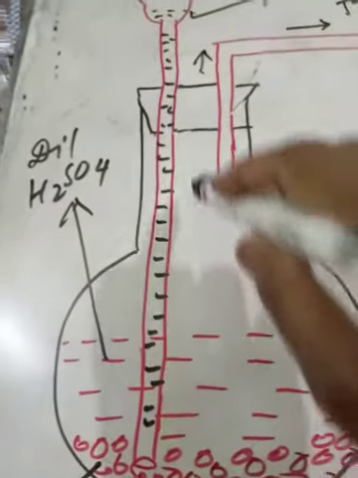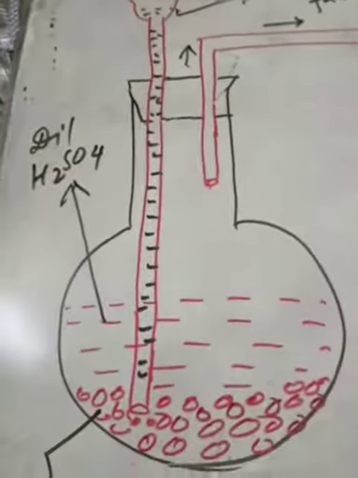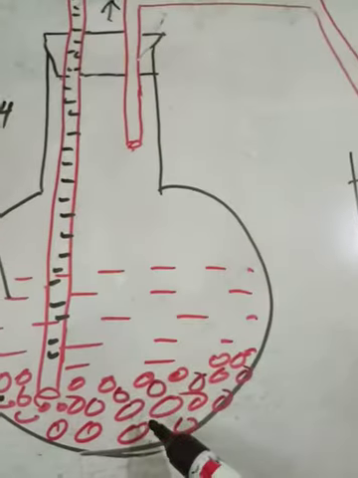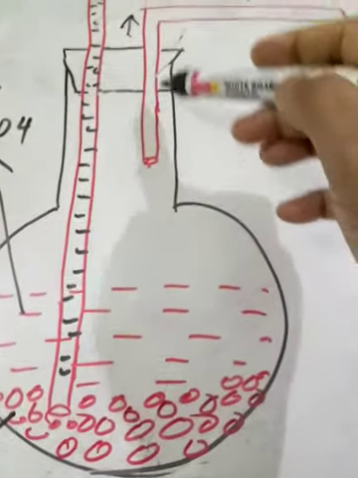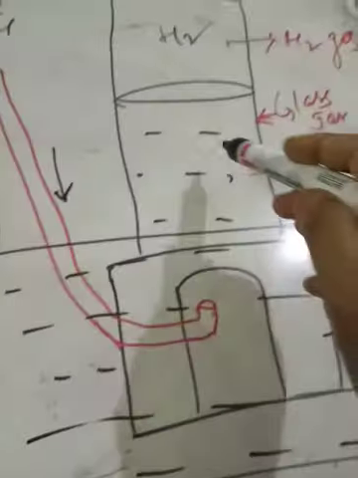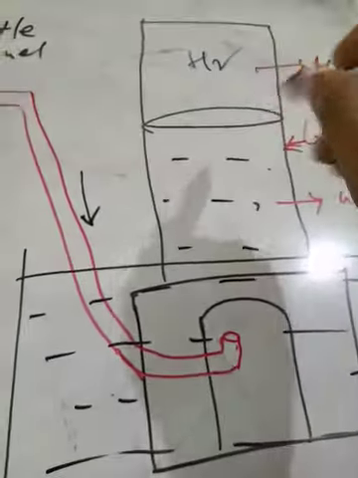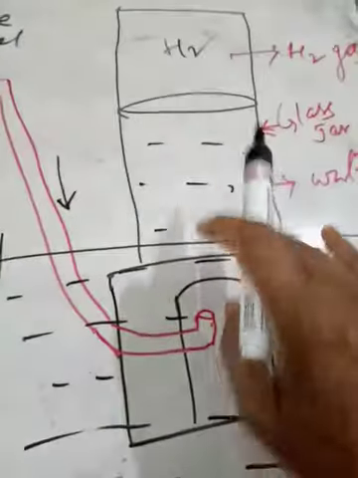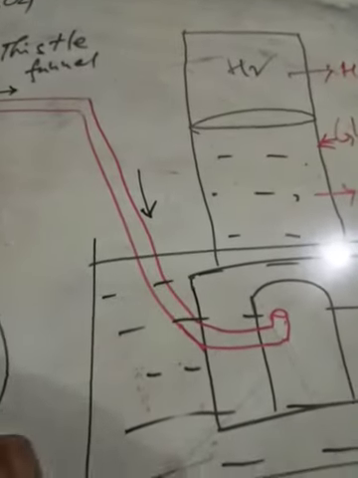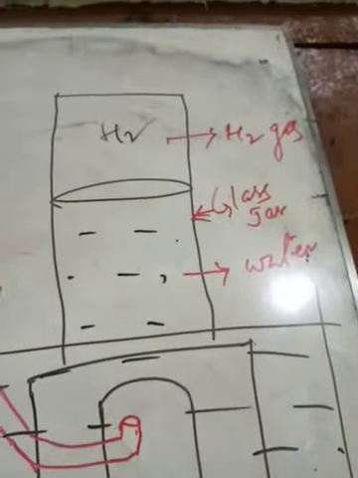So after airtight fitting of the apparatus, you will add dilute sulfuric acid to the granulated zinc and the reaction will start. Then the hydrogen will pass here, and by downward displacement of water, hydrogen will be collected. At first the gas is allowed to escape, because some air passes out first, and then you can collect the hydrogen gas.